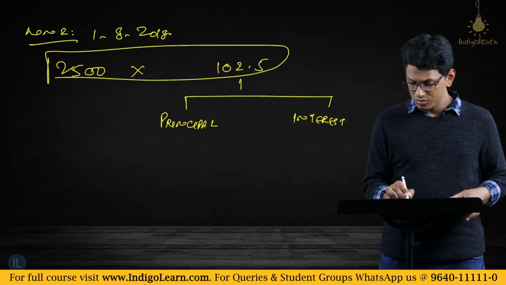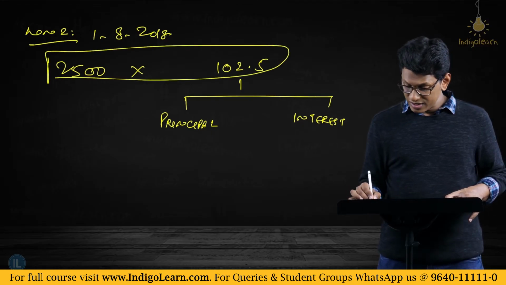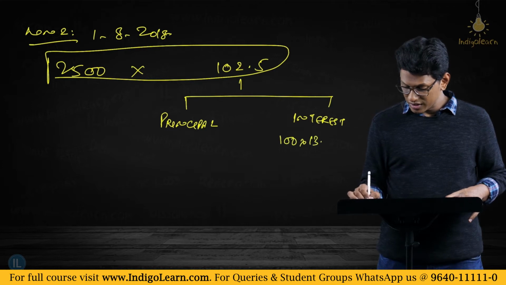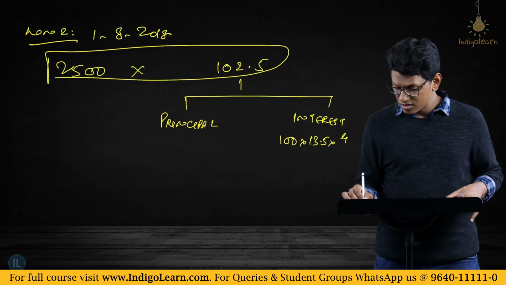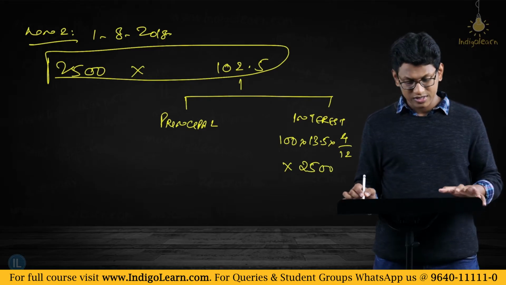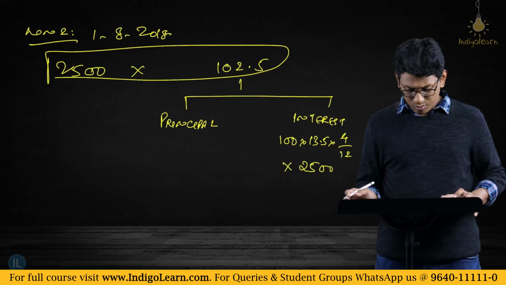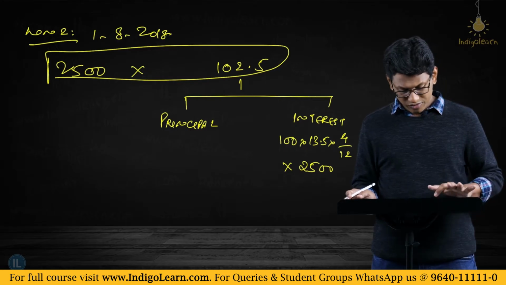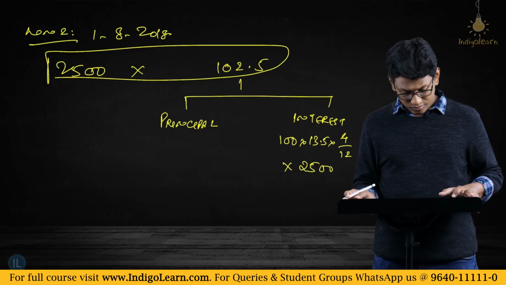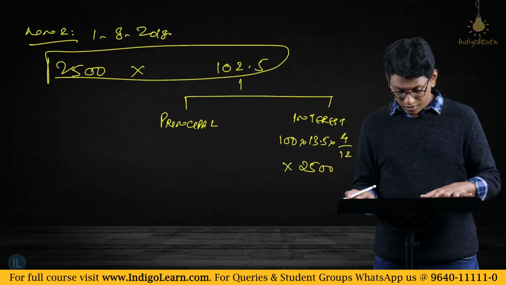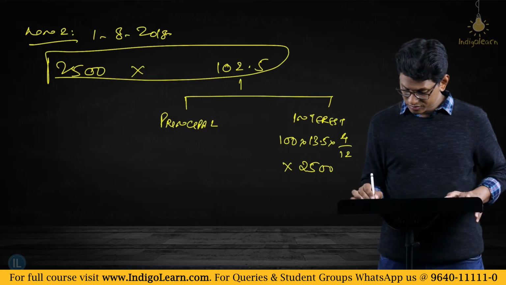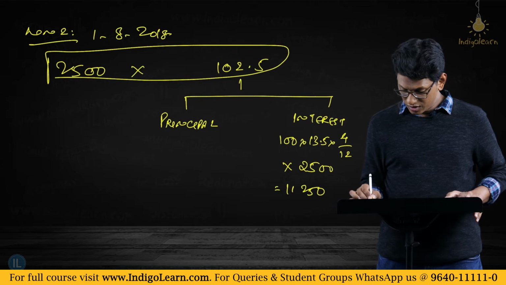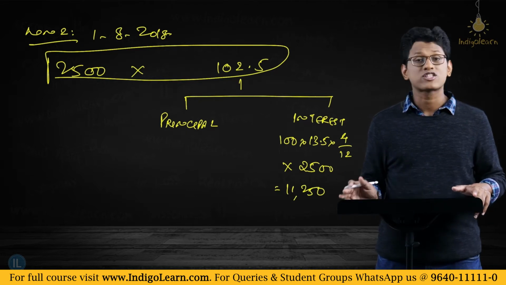Okay. Now, what is the interest? 100 into 13.5 into, we already spoke about it, April, May, June, July, 4 months, 4 by 12 into 2500 debentures. That is the total interest. So let's calculate. 100 into 13.5 into 4 by 12 into 2500. 11,250 is the interest portion.